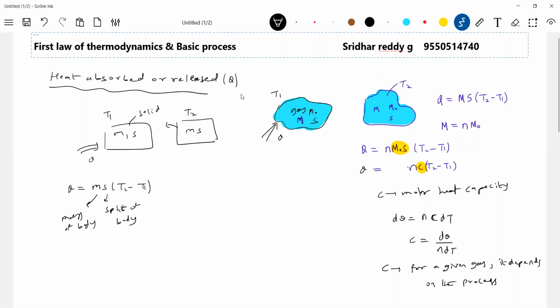For the time being, let's go to the convention. Q will be positive when heat is absorbed by the gas. Q will be negative when heat is rejected by the gas.